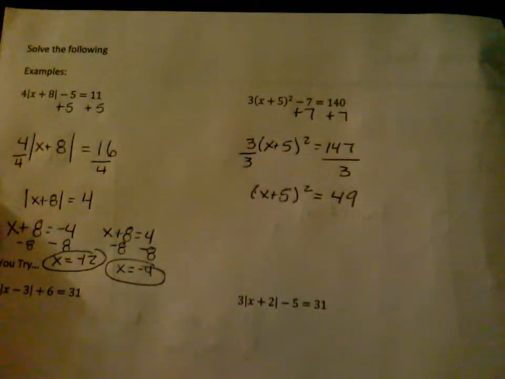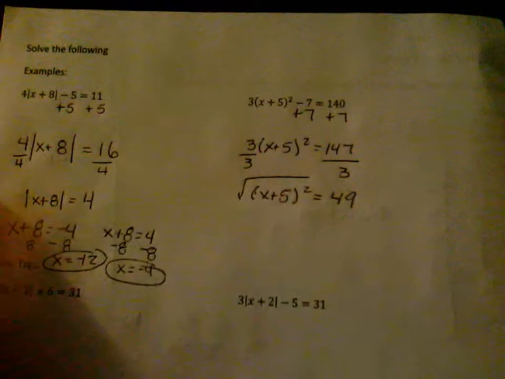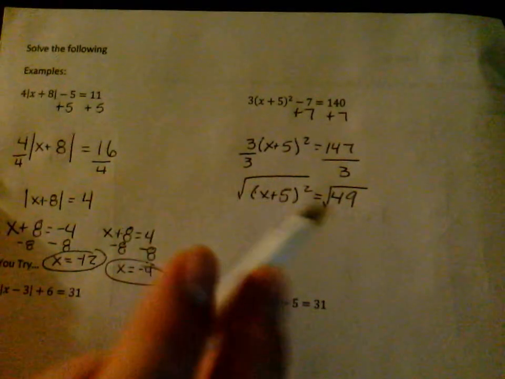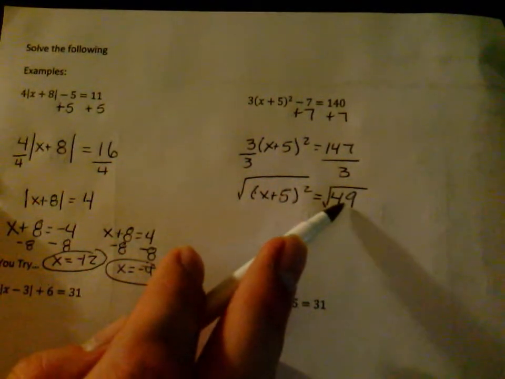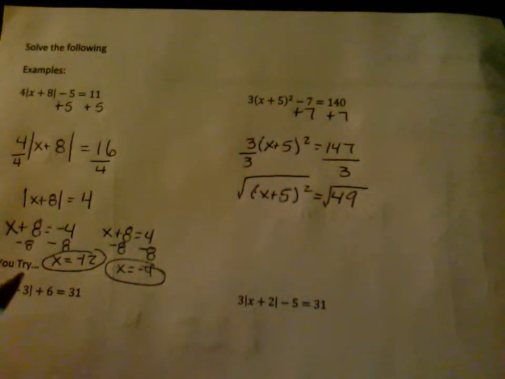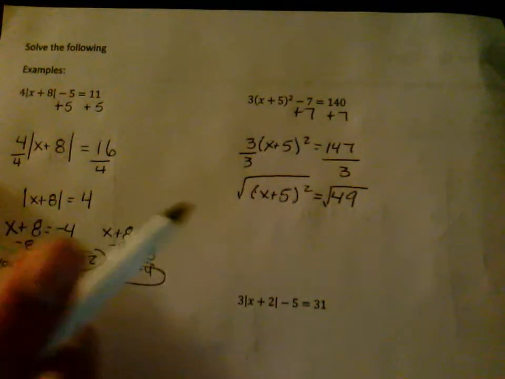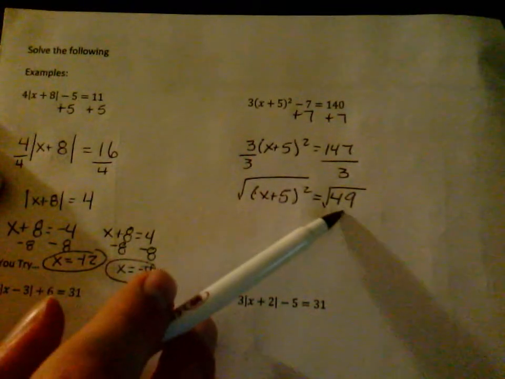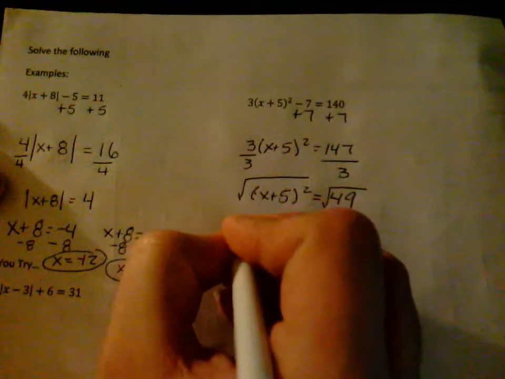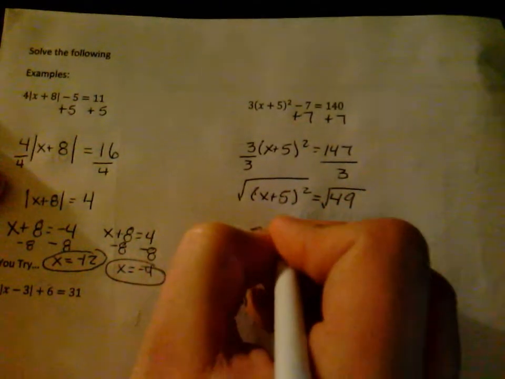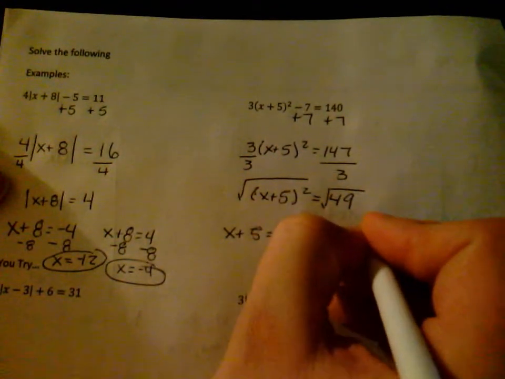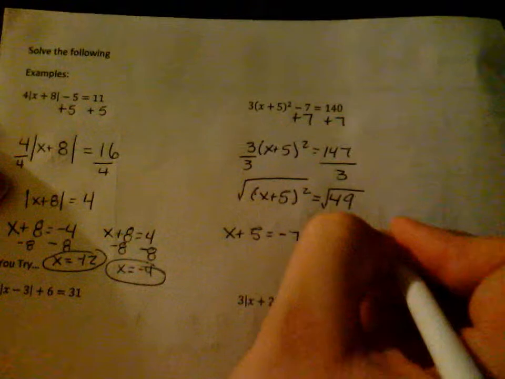So to get rid of it, we have to do the square root, because the opposite of a square term is a square root. What a square root is asking is, what number times itself equals this 49? Well, 7, because 7 times 7 equals 49. But just like over here, we're going to have a positive and negative version of that number. So we're going to have to set x plus 5 equal to a negative 7, and x plus 5 equal to a positive 7.